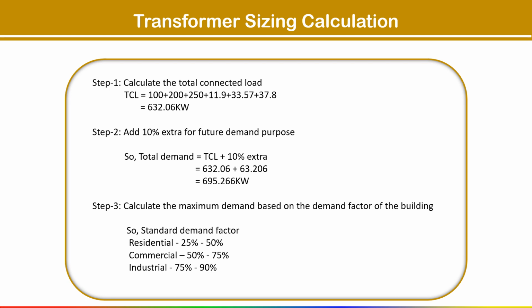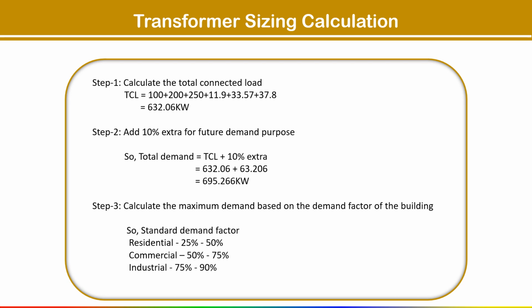If I take an example, let's say an industrial facility has a total connected load of 500 kilowatt, the actual demand during peak period might be in the range of 375 kilowatt to 450 kilowatt, because between these 75 to 90% we have to take. Okay, so these are general guidelines, and the actual demand factor can vary based on specific usage pattern, energy efficient technology, and local regulation. I hope now all of you understood.